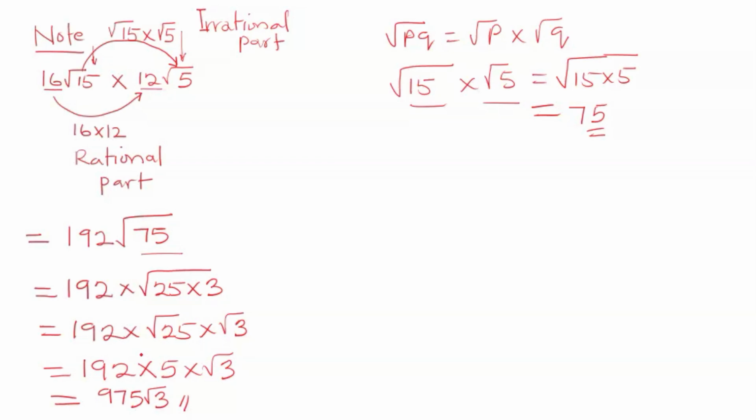So this is what you do whenever you are confronting something like this that you need to multiply. You just allow the rational part to multiply each other and the irrational part to also multiply each other.